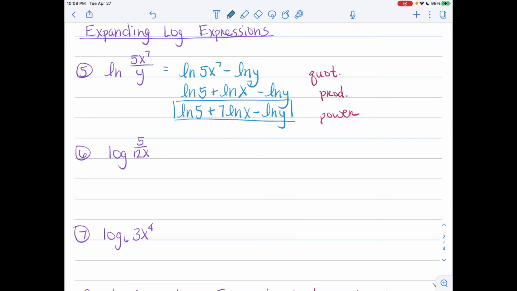Let's try another one of these. The first thing that jumps out at me is taking care of my quotient, my dividing. So let's go ahead and do that and say that log of 5 minus log of 12x. And that's using my quotient property to subtract. Next, I notice that I have a 12 multiplied by an x, so I need to break this apart by using my product property.